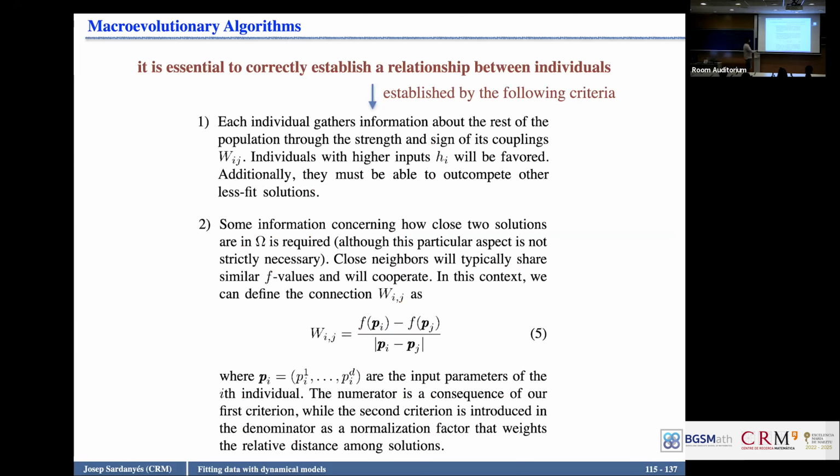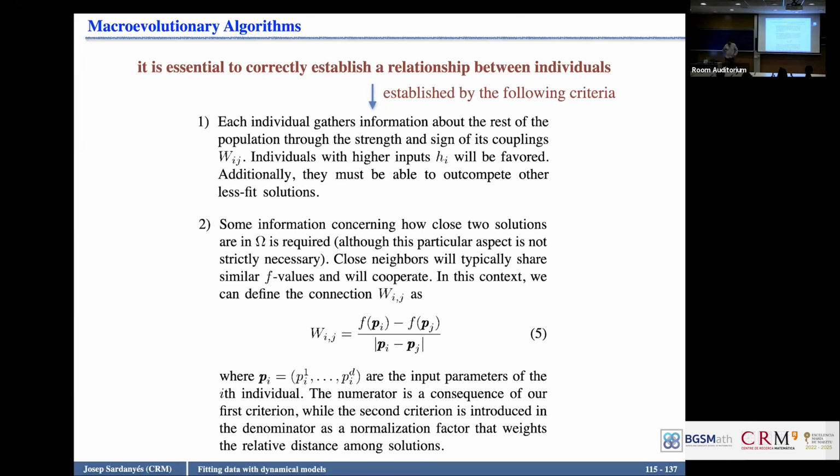Okay, this is from the article. I will go fast through this because it's more or less what I have explained. The idea is that we are considering these ecological relations in terms of fitness to decide if they survive or not. For example, if we have two close solutions, although sometimes we don't do this, we have this expression that gives the connection matrix between A and J, given by this difference in the fitness.